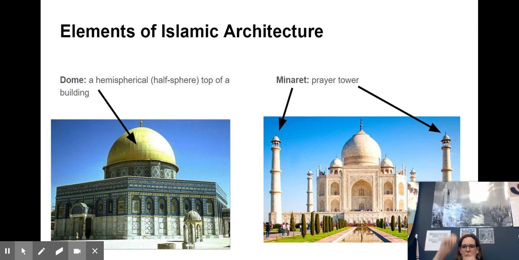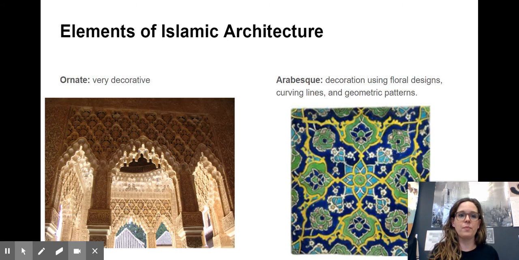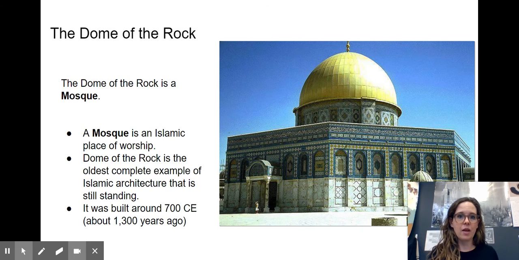Minarets, go like this and say minaret. Minarets are prayer towers in Islamic architecture. Ornate means very decorative, and an arabesque is a design that often uses radial symmetry that is floral with curving lines and geometric patterns. The Dome of the Rock is a mosque, which is an Islamic place of worship.